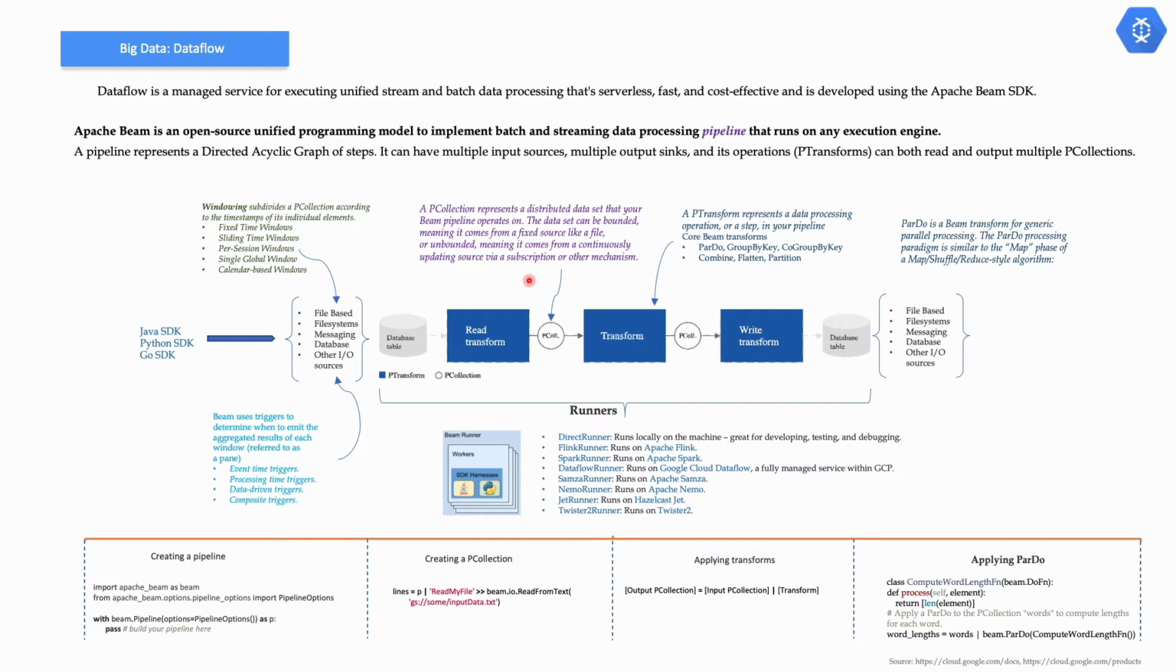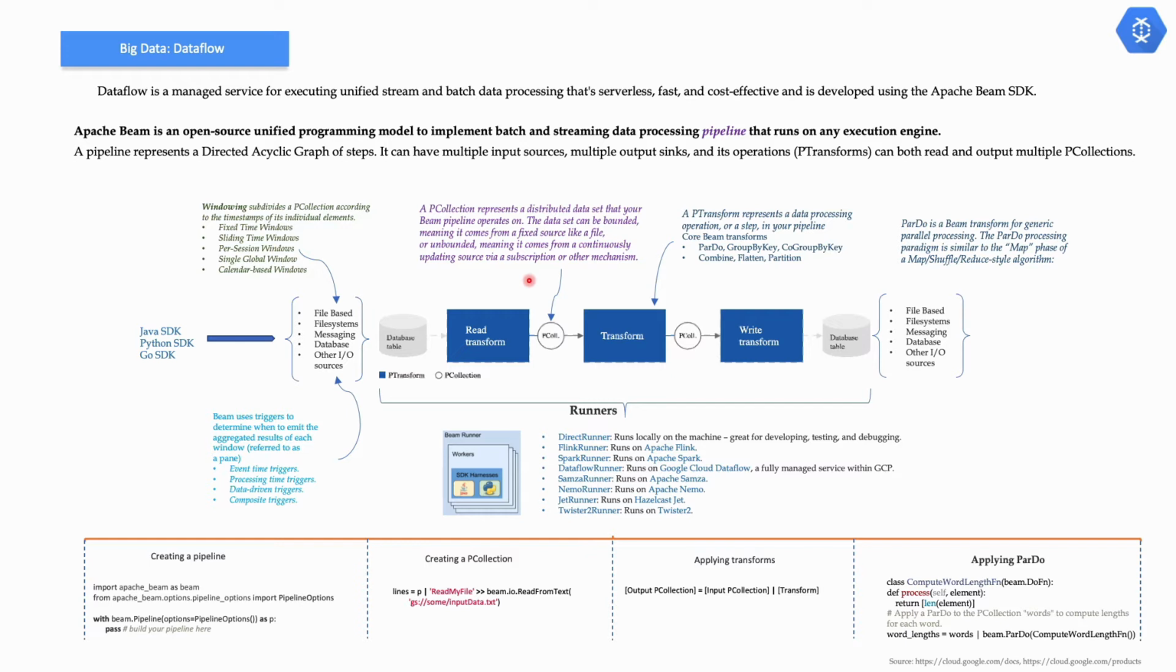If you don't know about it, Apache Beam is an open source unified programming model to implement batch and streaming data processing pipelines that run on any execution engine. Now, if you look at the previous one, Dataproc, where you can set up the big data ecosystem, you have lots of tools to do batch processing as well as stream processing.